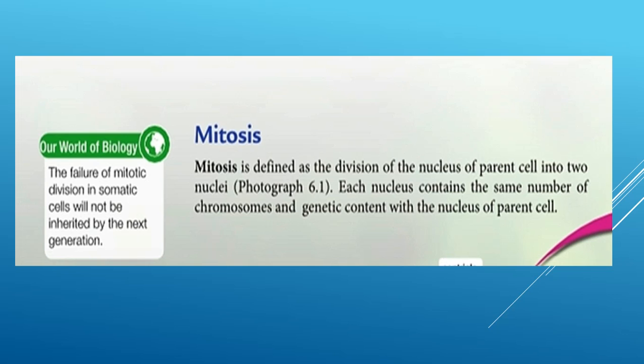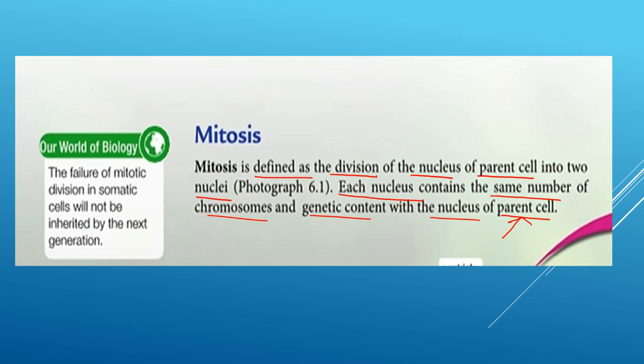Okay, so what is mitosis? Mitosis is defined as the division of the nucleus of the parent cell into 2 nuclei. Each nucleus contains the same number of chromosomes and genetic content as the nucleus of the parent cell. The term parent cell di sini adalah refer to the cell yang belum membahagi, yang akan membahagi.